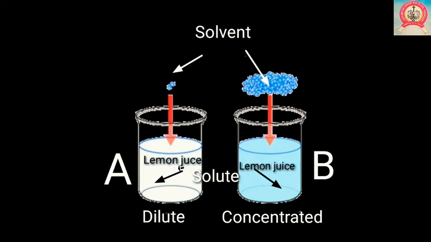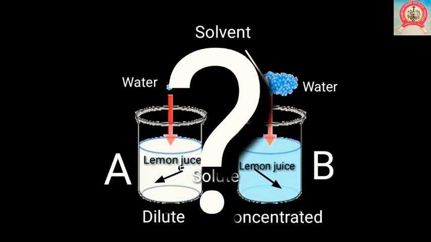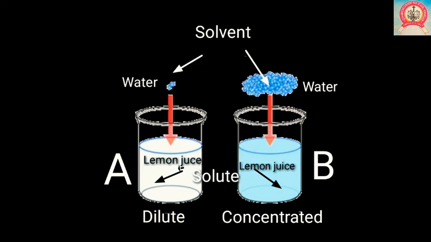Two beakers are here, beaker A and beaker B. They have taken the same amount of lemon juice, but the quantity of water they are pouring in is different. Here the lemon juice is the solute and the solvent is the water. Now the question is, which one will be more sour in taste?